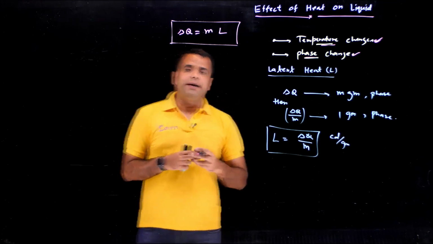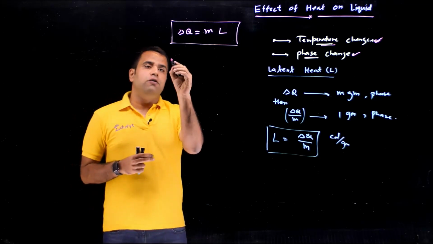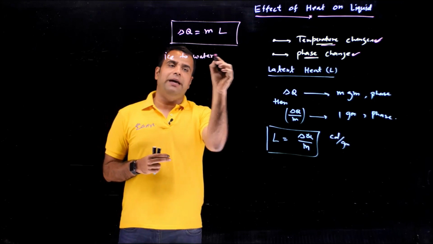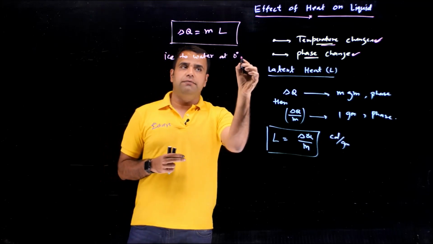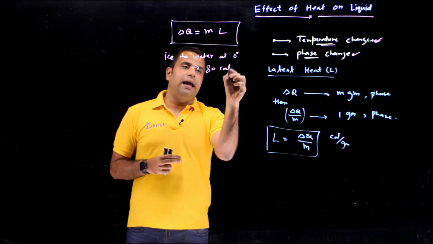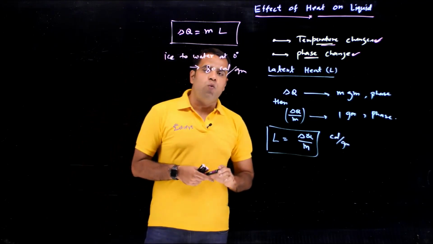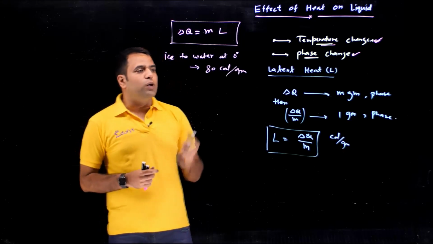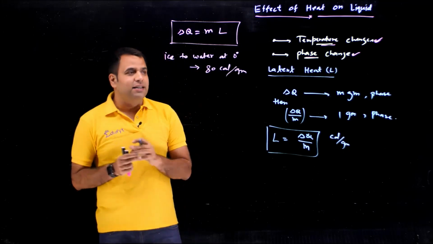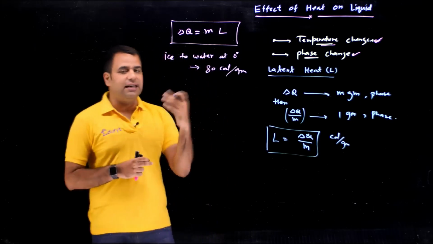Now we are supposed to memorize some of the latent heats for some specific substances, like for ice to water conversion, and obviously this will be happening at 0 degree. At 0 degree, ice to water conversion, the latent heat is defined as 80 calorie per gram. So if you want to convert 1 gram ice into the 1 gram water, the amount of heat required will be equal to 80 calorie per gram. Or if you want to convert 1 gram water into the 1 gram ice, you have to extract 80 calorie out of the water. It's just a give and take thing.